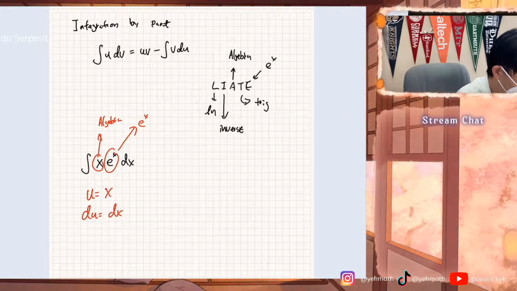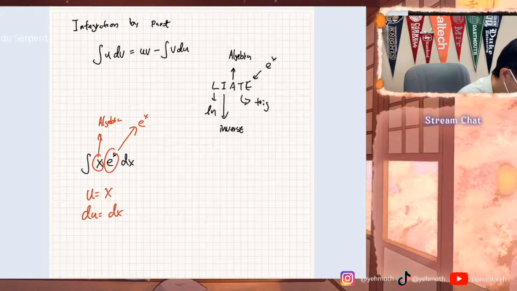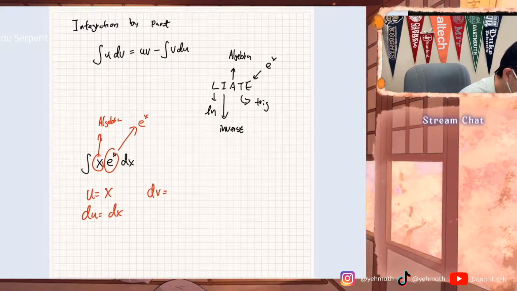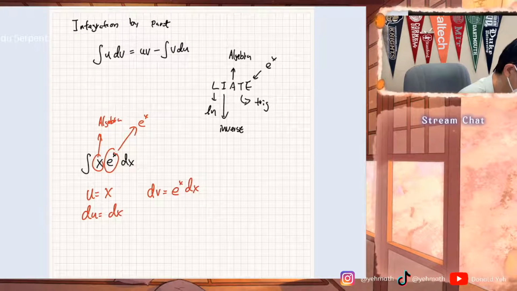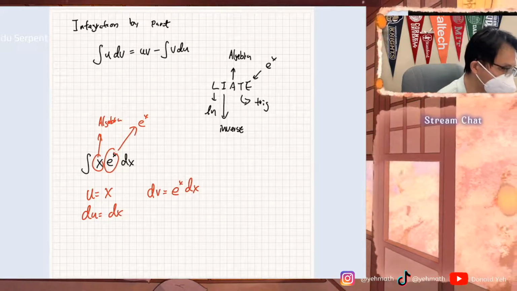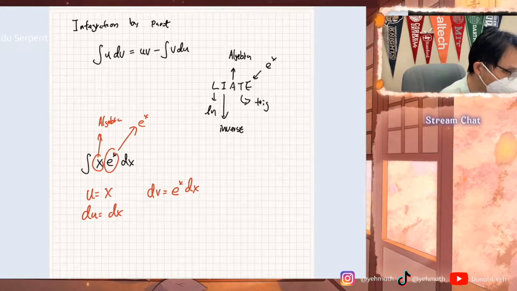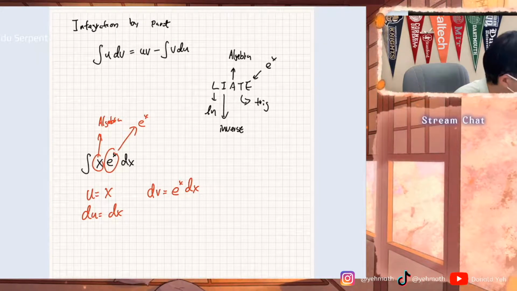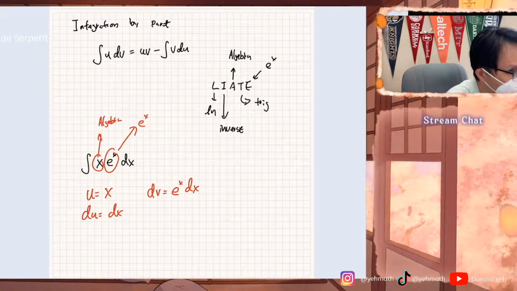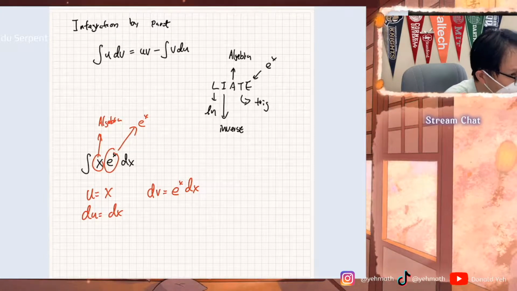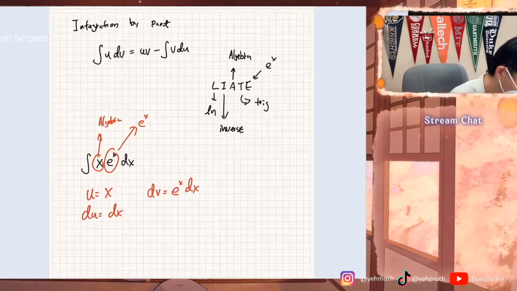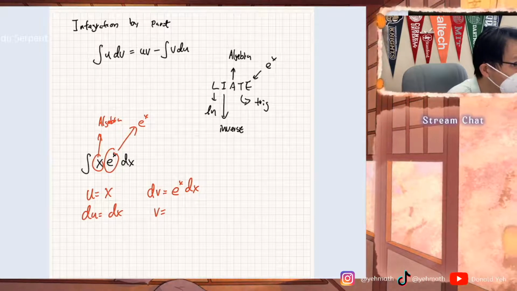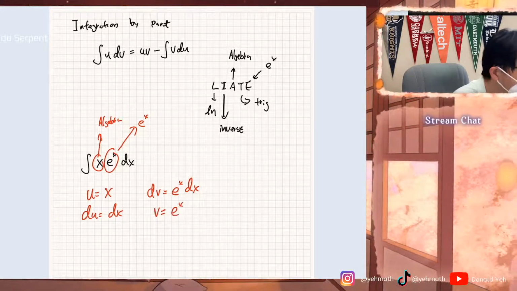Now, I'm going to have dv. dv equal to e to the x dx, because it's equal to the rest of the part, because u is the priority. The algebra comes before the exponential, that's the way it is. So dv is equal to e to the x dx. Now what we can do is take the integral of dv, right? So v is equal to what? What's the integral of e to the x dx? E to the x.